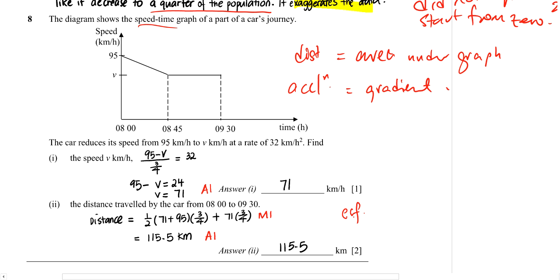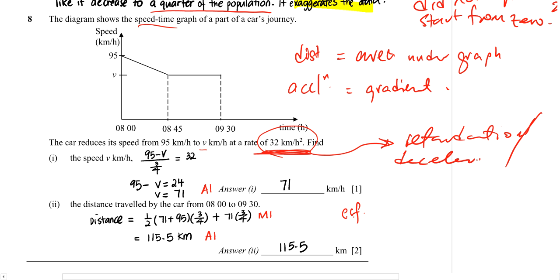The car reduces its speed from 95 to V at a rate of 32 kilometers per square hour. What does this 32 kilometers per square hour refer to? Is it acceleration? Okay, it is retardation, or deceleration, or negative acceleration. Okay? So this part gives us a clue about the gradient. What can you tell me about the gradient for this line? Okay, negative what?